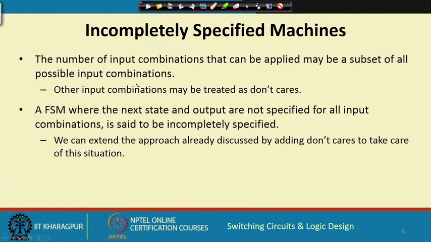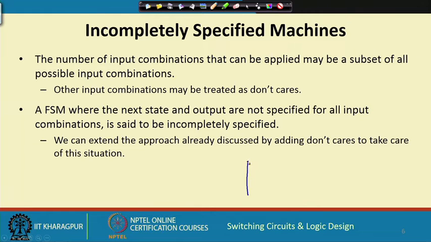Let us take an example to illustrate this, and such specifications where there can be do not cares are in general referred to as incompletely specified machines. So, this specification is not complete. Some of the information like inputs and outputs are not mentioned, they are called incompletely specified machines. Now, what do you mean by incompletely specified machines? There are two things. First is that the number of input combinations that can be applied can be a subset of all possible input combinations.